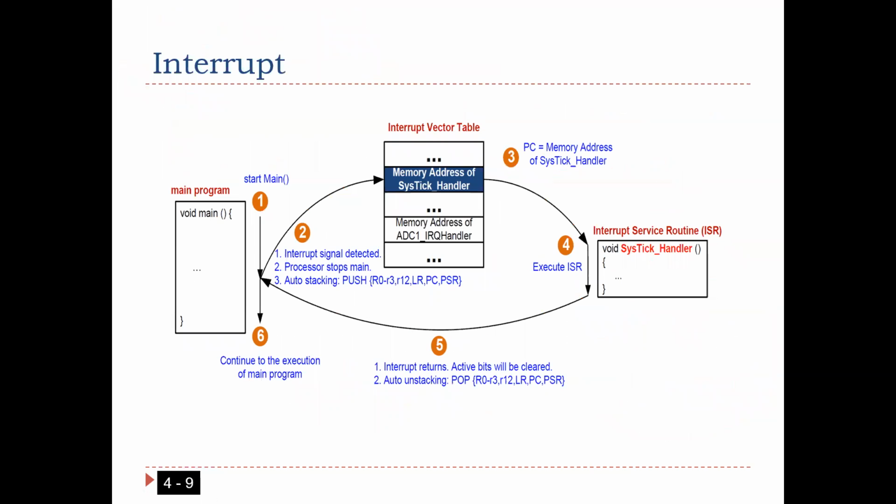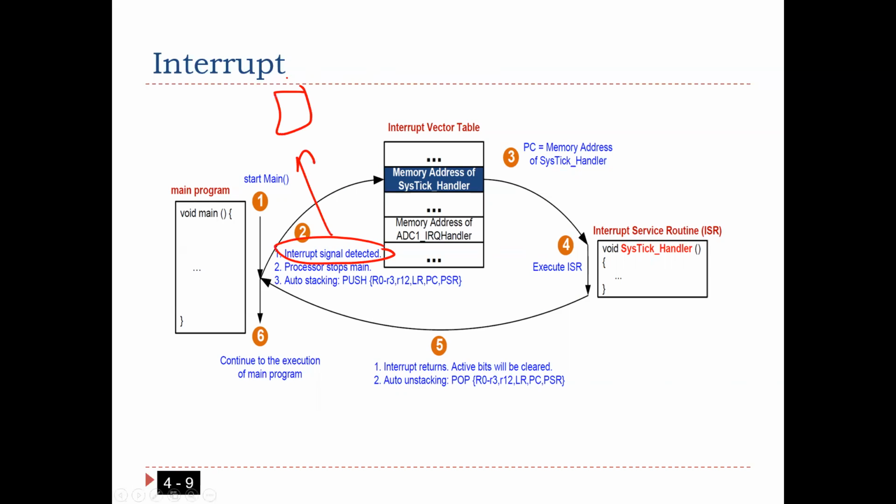So look at the big picture here. This is the main program. At this moment, there is an event. What's going to happen when there is an event? Interrupt signal detected. How is the interrupt signal detected? How is this done?